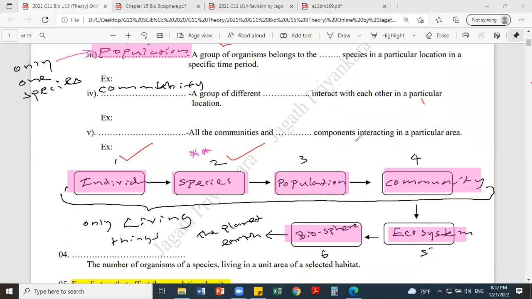But when it comes to the ecosystem, both living and non-living are there. So this is the place where it changed. The turning point. When it comes to ecosystem, what happened? Living plus non-living environment. Right. Until community, only living. The place where the non-living comes to interact with them, ecosystem. Example, Sinharaja forest. Actually, living things cannot be separated from non-living things.